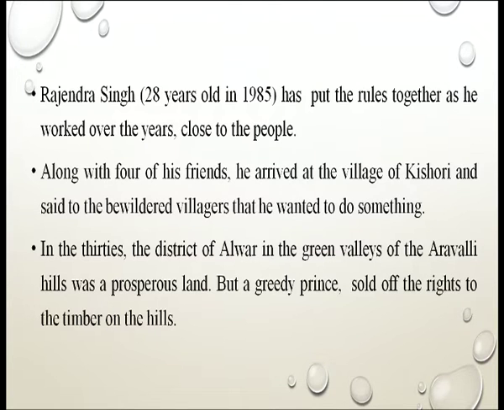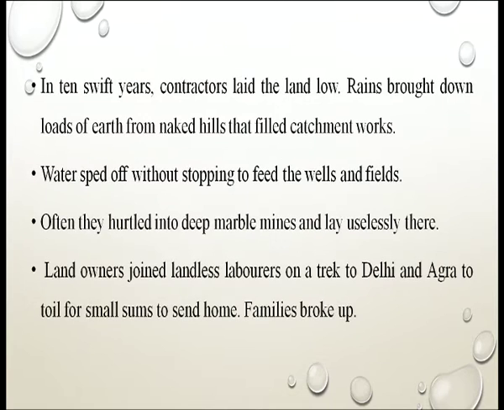In the 30s, the district of Alwar in the green valleys of the Aravalli hills was a prosperous land, but a greedy prince sold off the rights to the timber on the hills. In 10 to 15 years, contractors had laid the land bare. Rain brought down loads of earth from the naked hills that filled catchment parks.